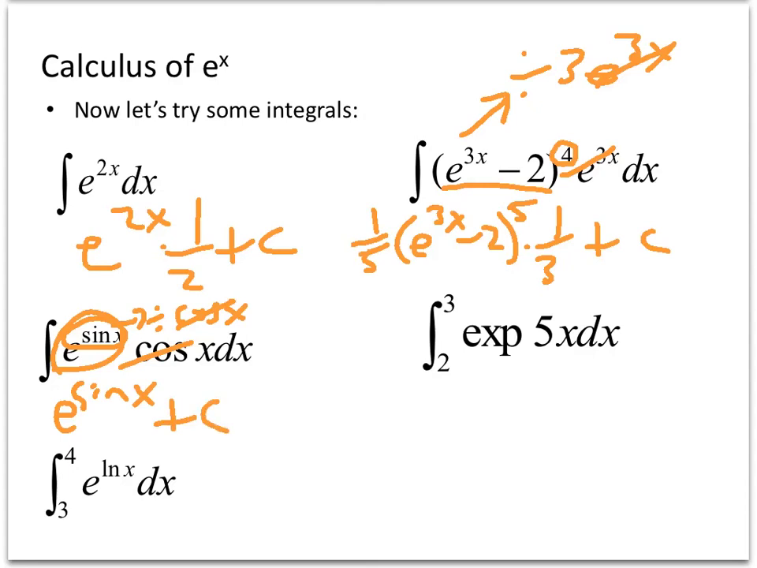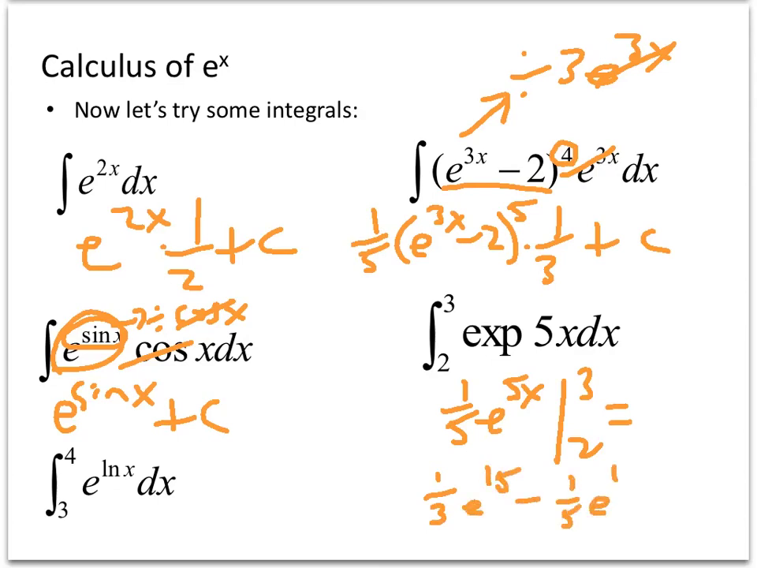Here's that antiquated function again. Remember, this means e to the 5x. The antiderivative of that is 1/5 e to the 5x, evaluated from 2 to 3. Then I plug in 3, so it would be 1/5 e to the 15th, and I plug in 2, 1/5 e to the 10th. That's a good enough answer. I can grab my calculator and see what that is.